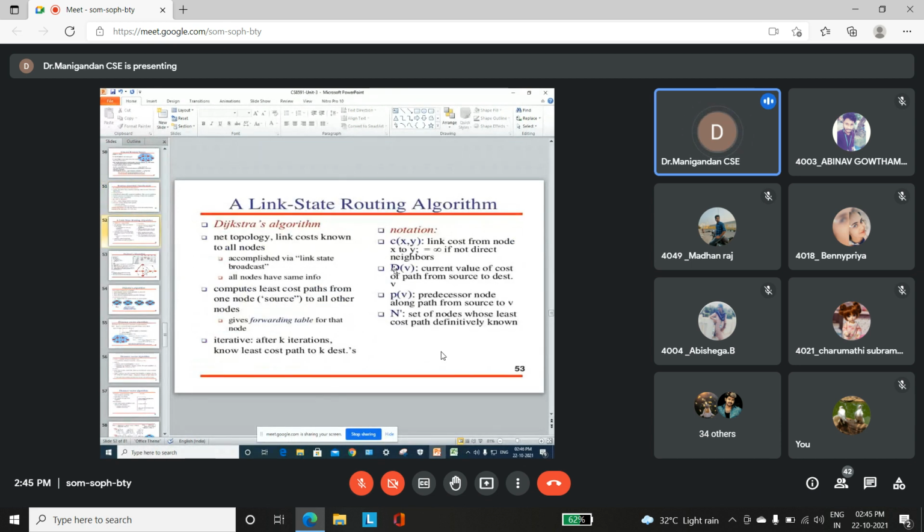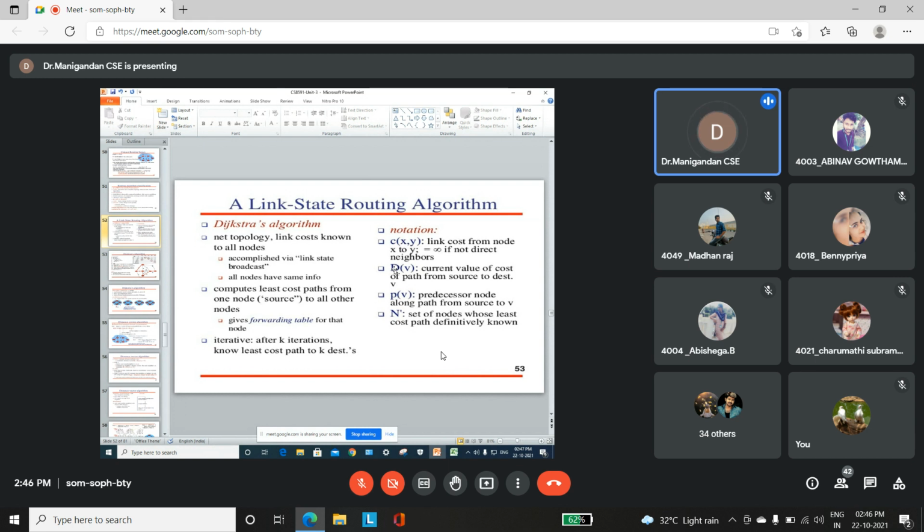Okay. Next, the link state routing algorithm. The link state algorithm is also called Dijkstra's algorithm. In Dijkstra's algorithm, the notation c(x,y) is the cost from node x to node y. It is initially assigned as infinity if the nodes are not neighbors. If it is not infinity, it goes directly to the next node.